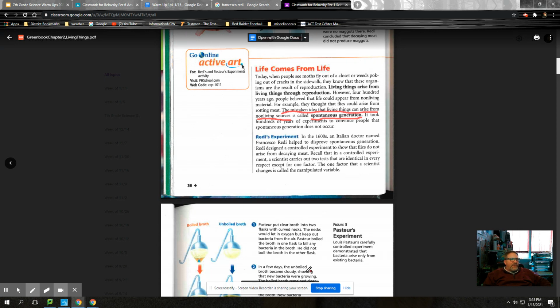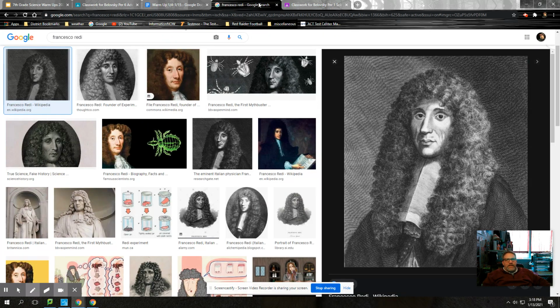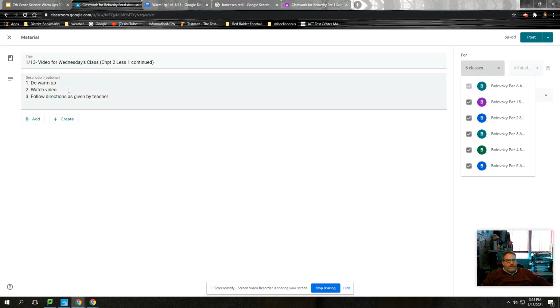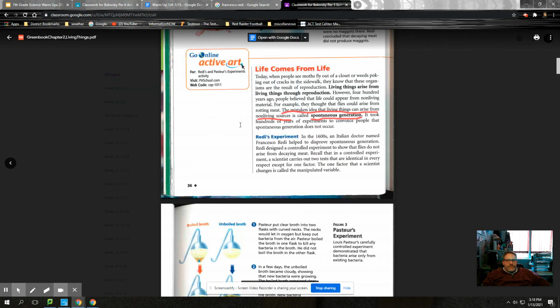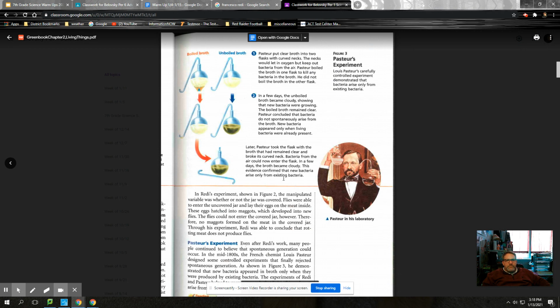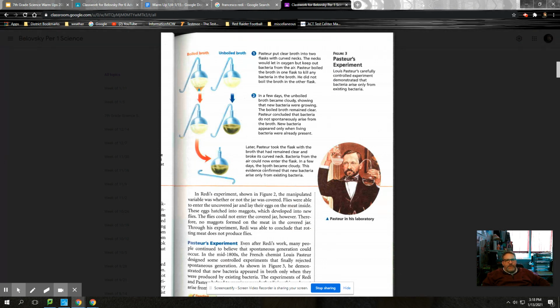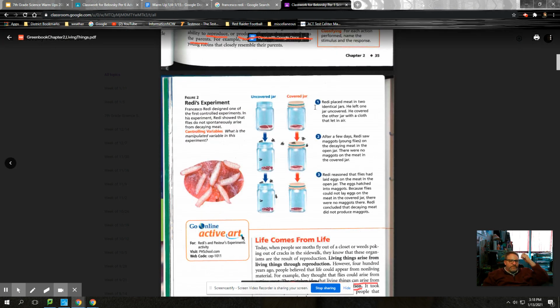All right, well, spontaneous generation is incorrect. So what Redi did, he figured out a way to demonstrate that this was wrong. Okay, so what did he do? All right, well, let's go back to the experiment right here. Nope, that's not it. This is it right here.